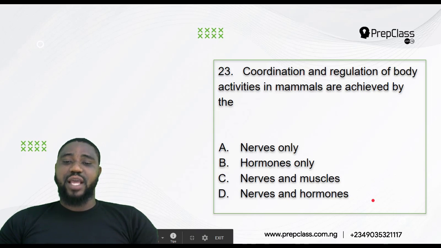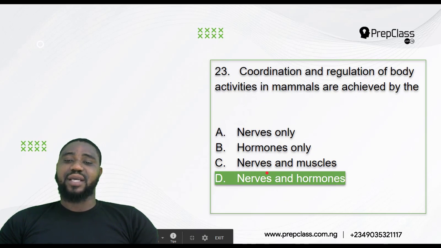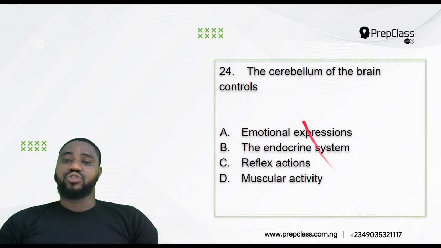Nerves and hormones. Option D is the best answer. Nerves and hormones. 24. The cerebellum of the brain controls.